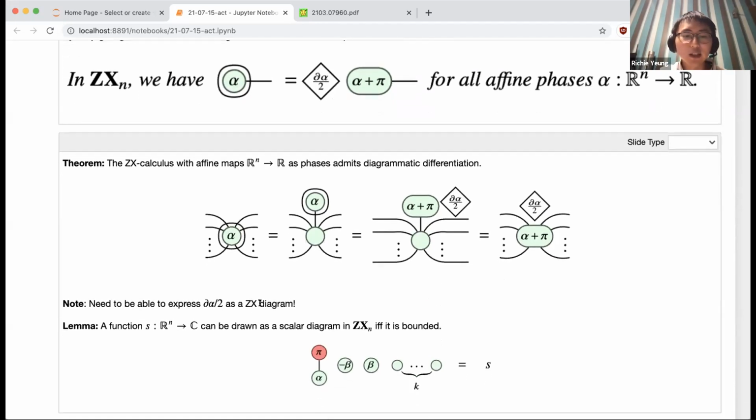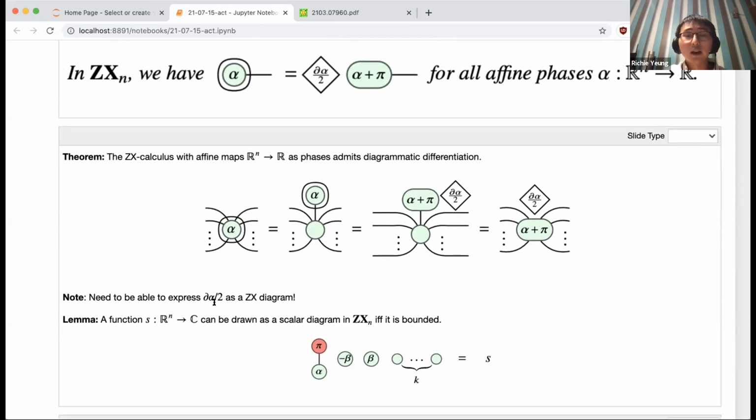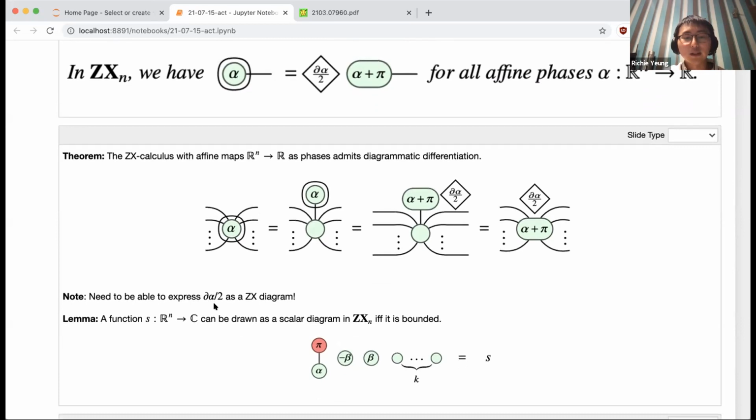Okay, so there's a little bit of a catch. If alpha is not just the variable you're interested in, but a function of the variable you're interested in, you need to be able to express the derivative as a ZX diagram. And if the derivative is unbounded, then you're not able to express it as a ZX diagram.